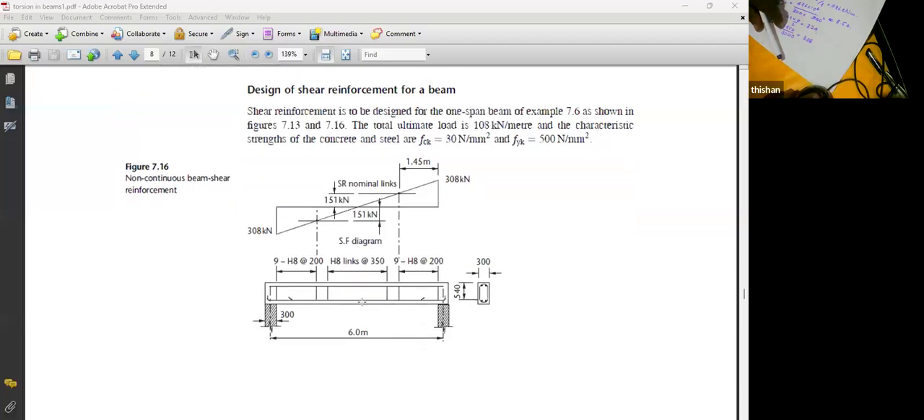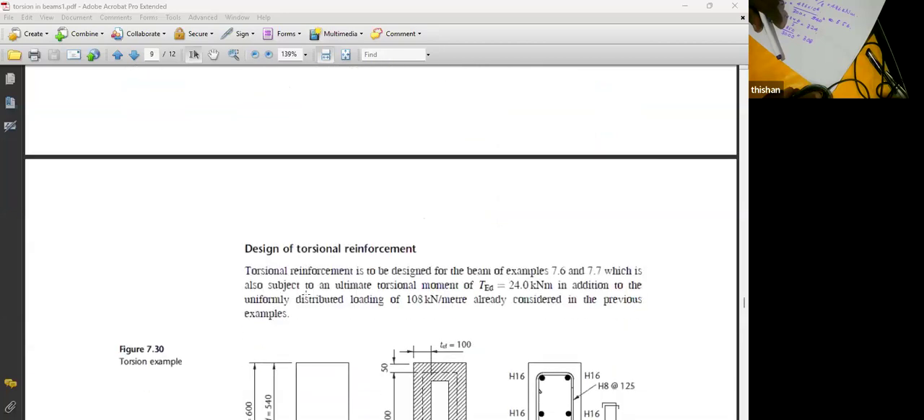So you can see we know the longitudinal reinforcement, we know the shear force. Now let's assume that this beam, due to some reason or caused by loading, is subjected to a torsional moment of 24 kilonewton meters. Torsional reinforcement is to be designed for the beam of this example, which is also subjected to an ultimate torsional moment of 24 kilonewton meters, in addition to the uniformly distributed load of 108 kilonewton per meter, already considered in the previous example.